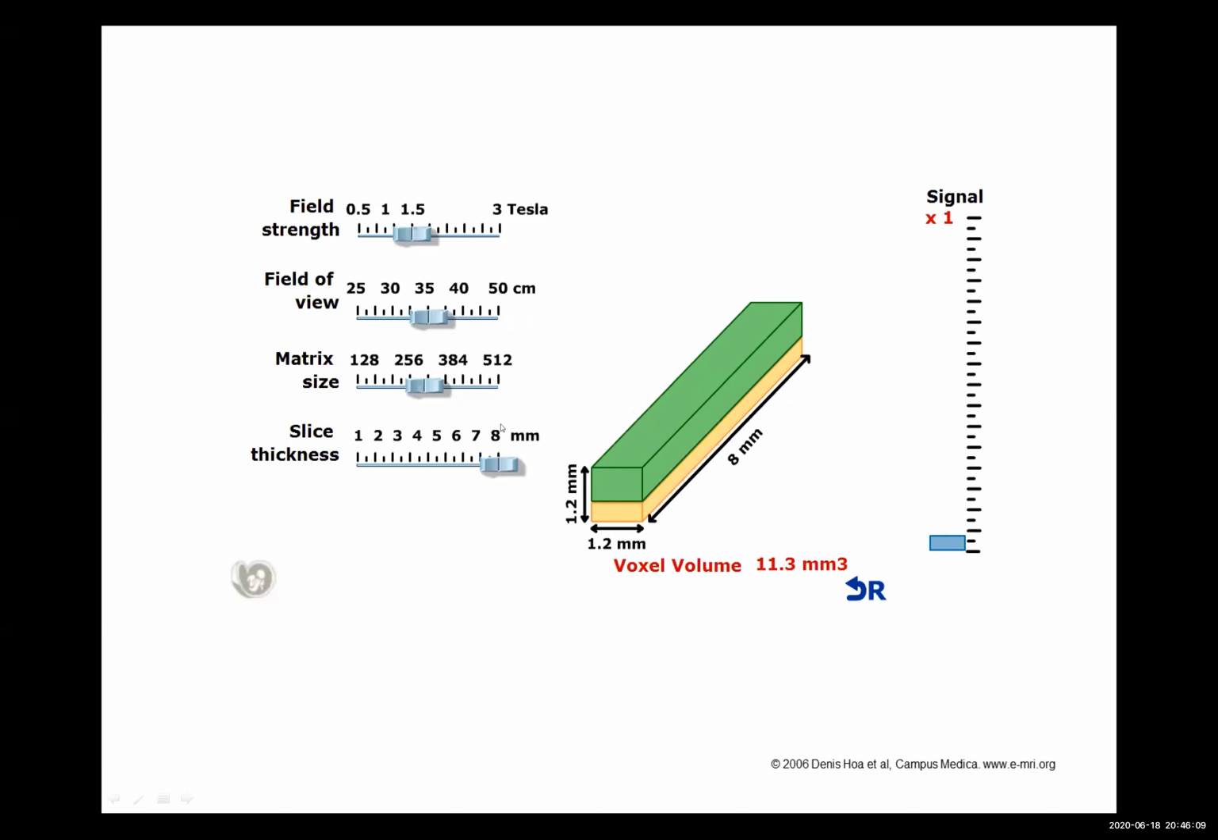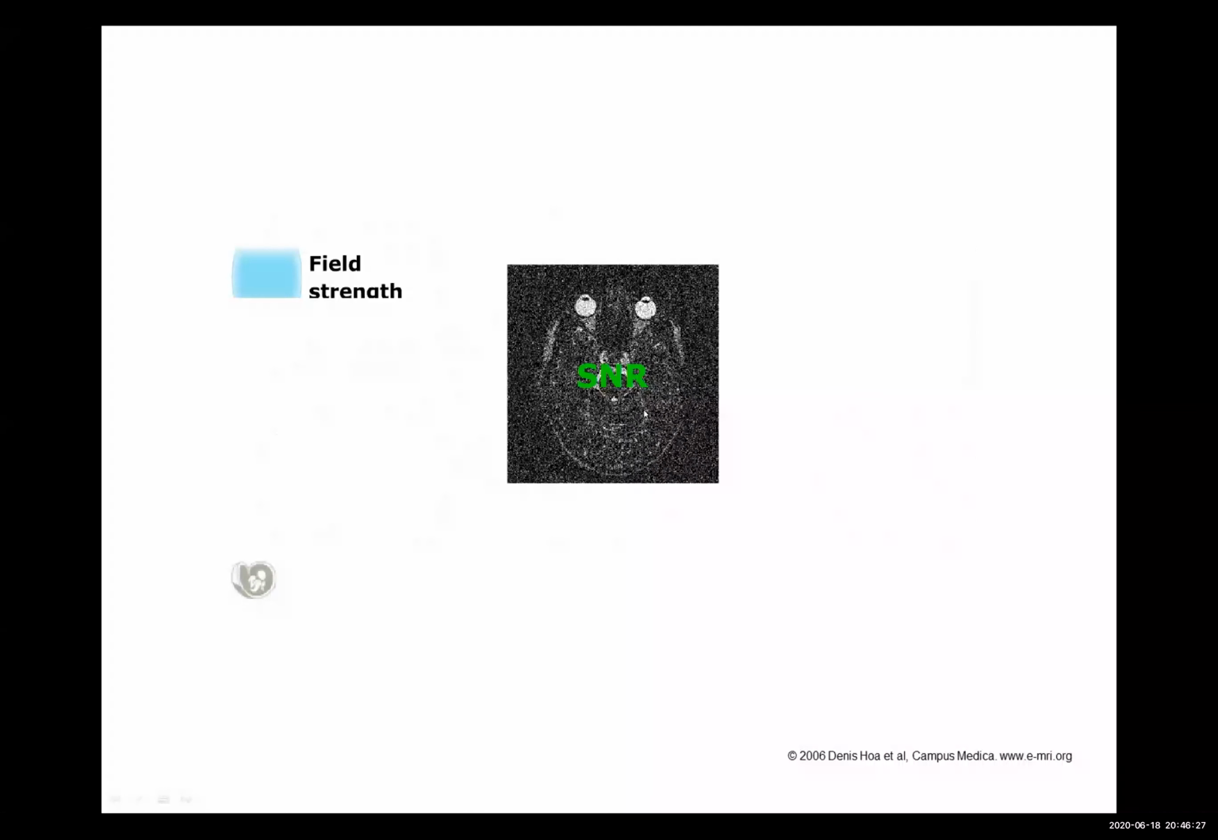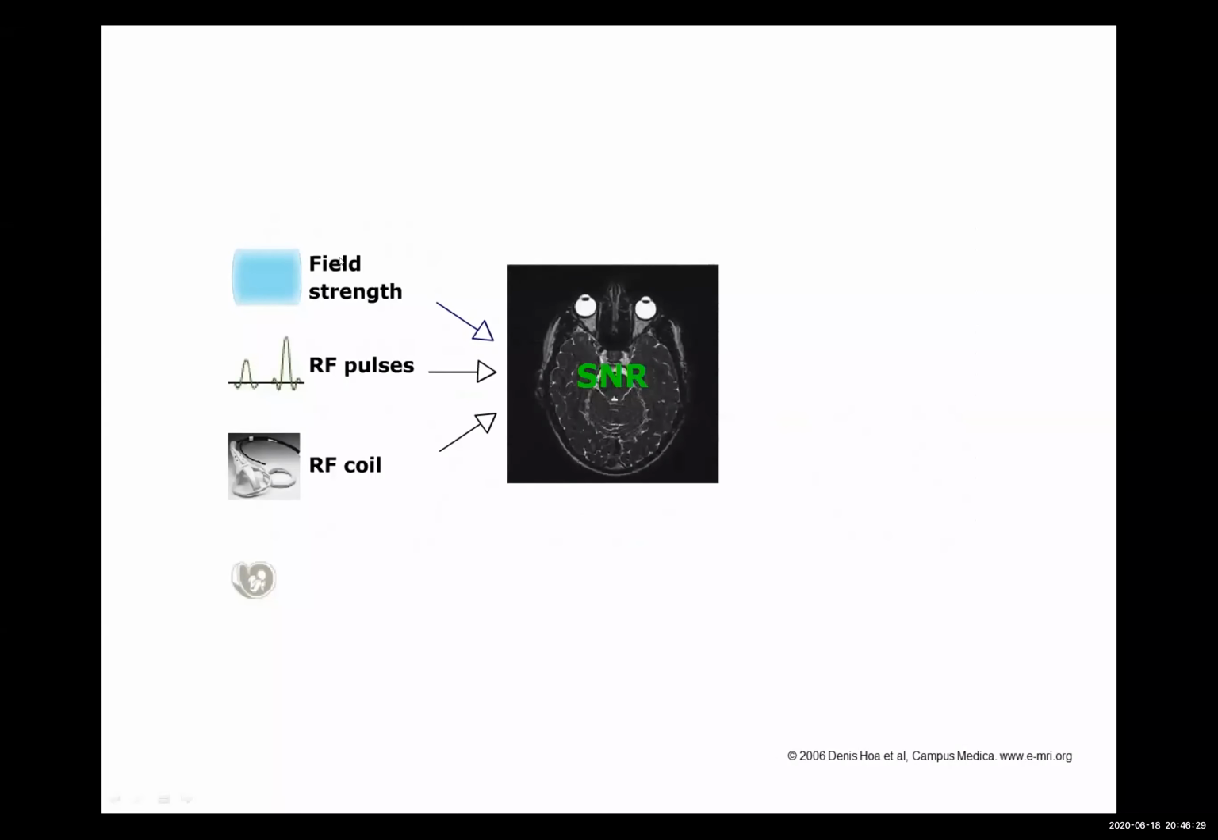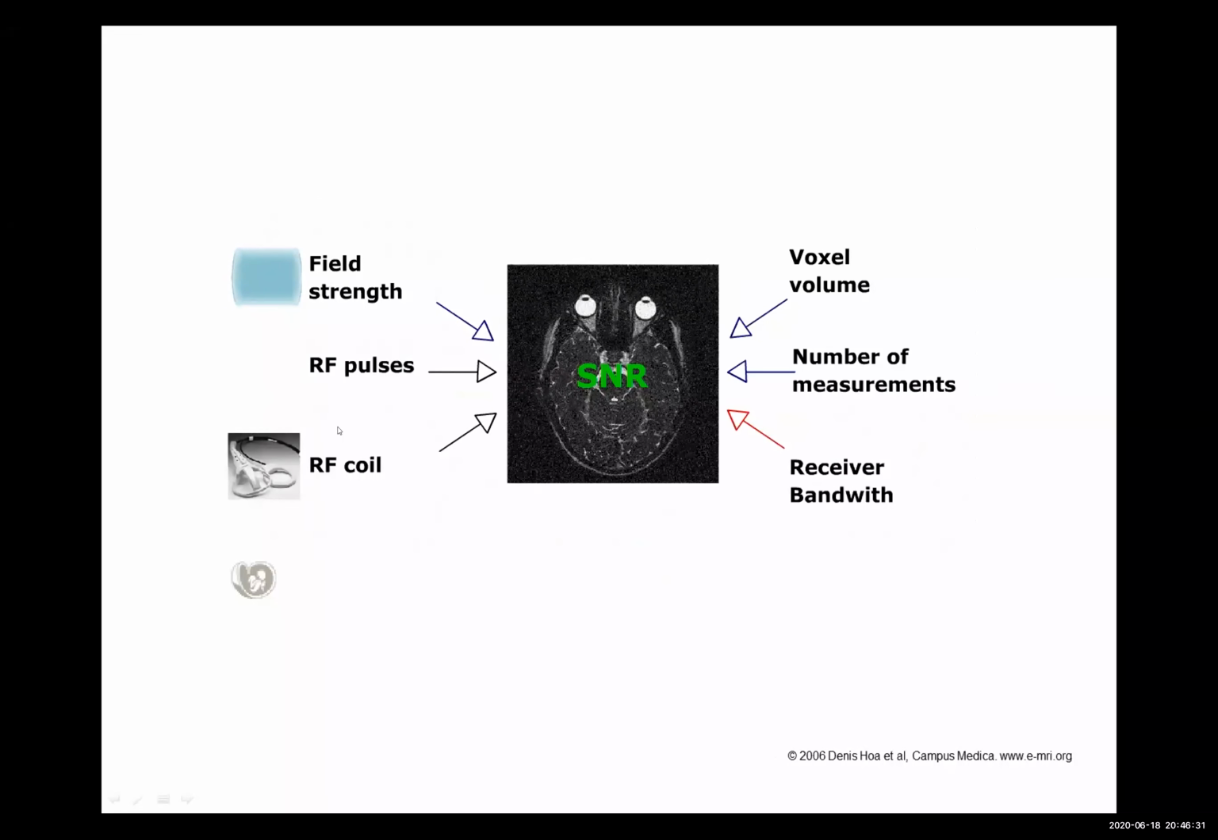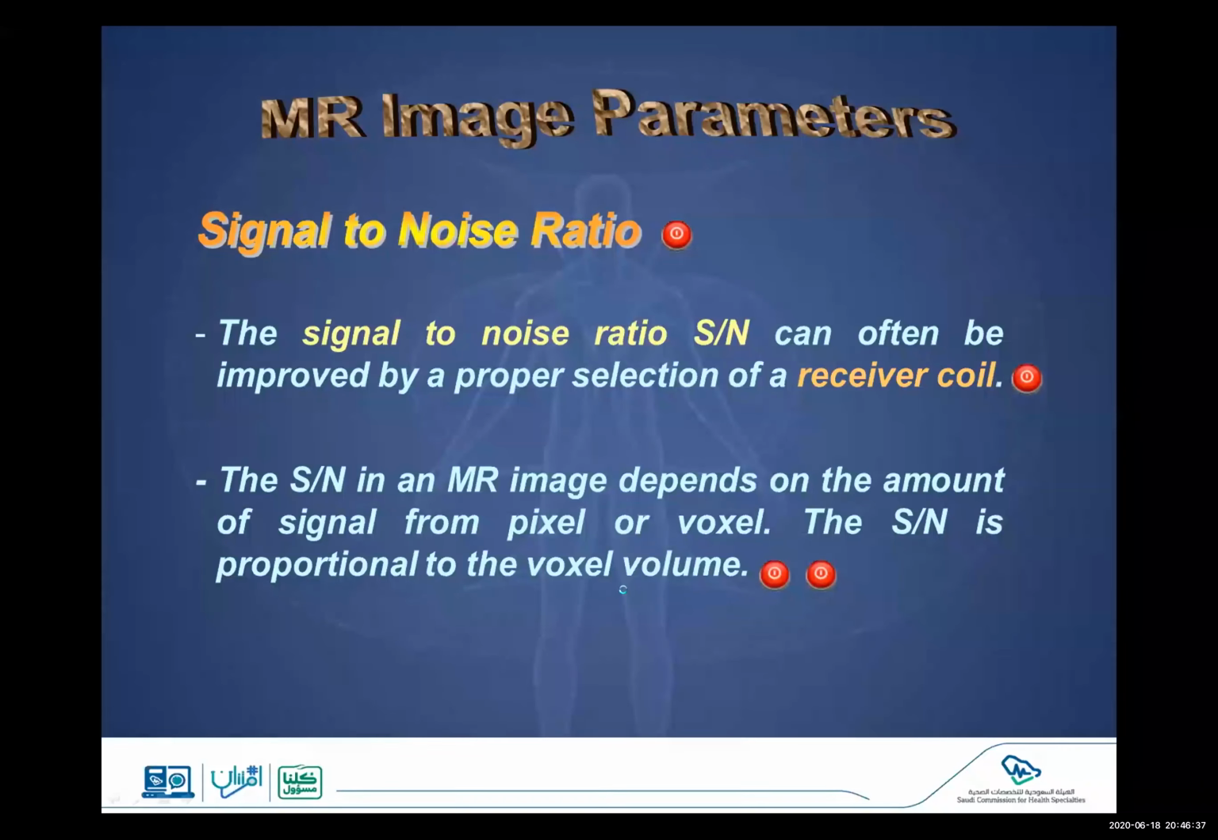It's a combination of many things. You have to consider field of view, matrix size, slice thickness. All these have to be considered when you decide your image parameters. Don't forget that those directly affect image resolution. As we said, for signal to noise ratio, field strength can play a factor, RF pulses, RF coils, voxel volume, number of lines in your image, and the receiver bandwidth.